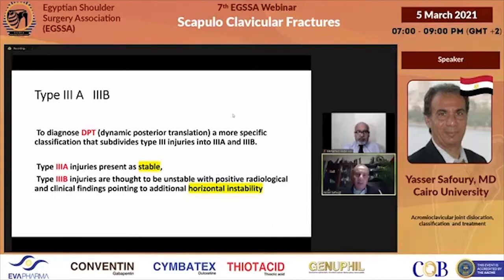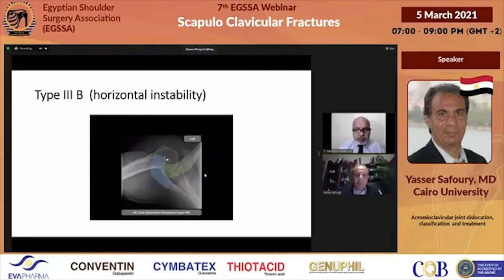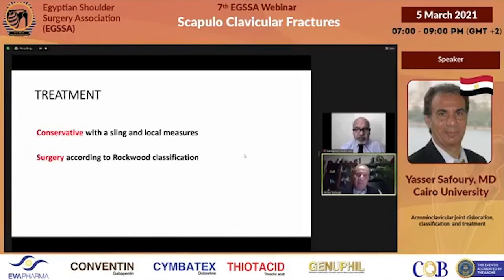So therefore, we're going to classify type 3 into two types. Type 3A, which is stable in the horizontal direction, and type 3B, where there is horizontal instability. As you see here, the X-ray shows the posterior displacement of the clavicle. This is type 3B. Treatment is either conservative or operative.